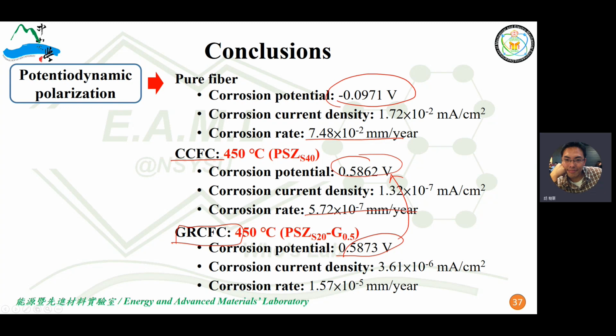It shows that this polysilazane preceramic precursor has high anti-corrosion ability. We already know graphene is easy to oxidize in strong acid. However, when the graphene incorporated carbon fiber has the preceramic coating, its corrosion potential, corrosion current density and corrosion rate are quite similar to those of the CCFC.